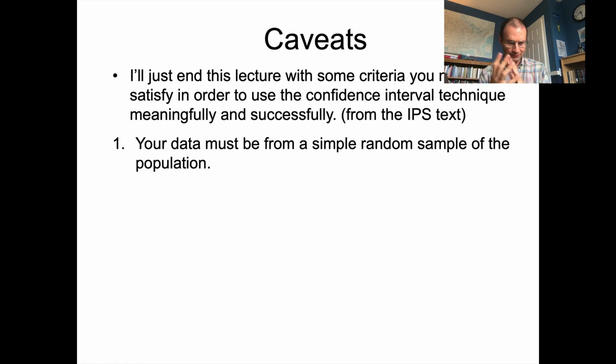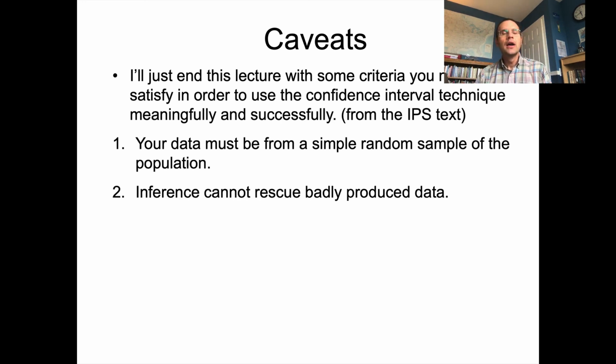It can't be biased in whatever particular way. And remember, that's an ideal we don't often meet, but it's one that should be in place for this to work as it's designed. Number two, inference cannot rescue badly produced data. And this is going to be true across the board for everything we do from here on out through the rest of the semester. Make sure you design your study well to begin with, and then you can run meaningful stats on it afterwards. And we're going to get into more and more sophisticated inferences as we go. This is just the start.